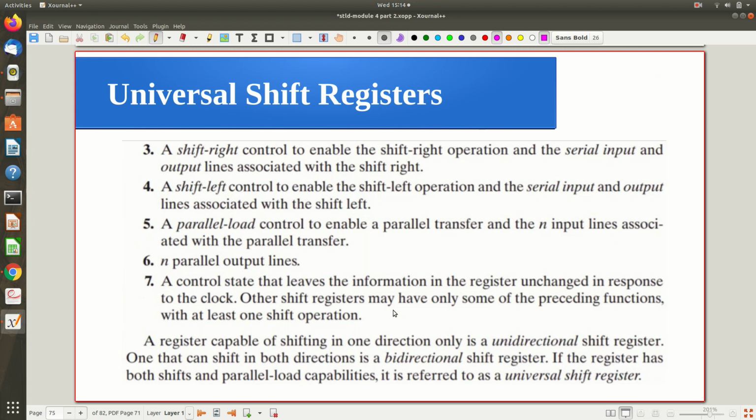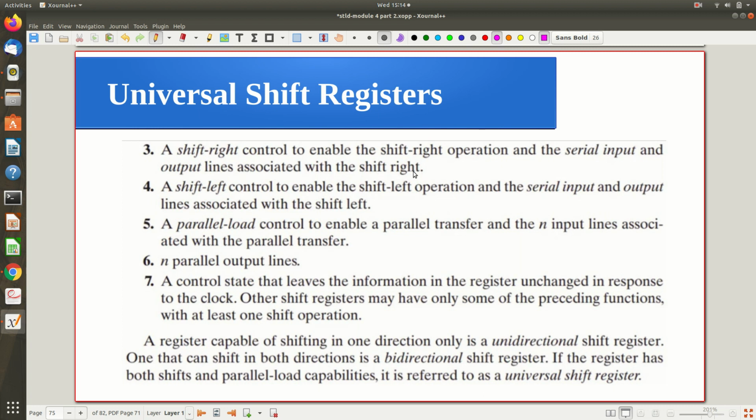And there is a shift right control. Sometimes we want to shift the information towards the right, sometimes towards the left. So accordingly we need a control line that decides the direction of the shifting operation. The shift right control enables the shift right operation. When you are shifting right, accordingly the serial input should be fed into the register, and we should take the data serially out also. So there are the serial input and output lines associated with the shift right.